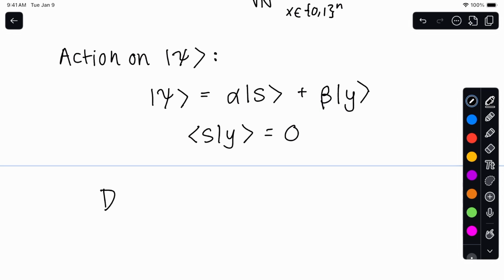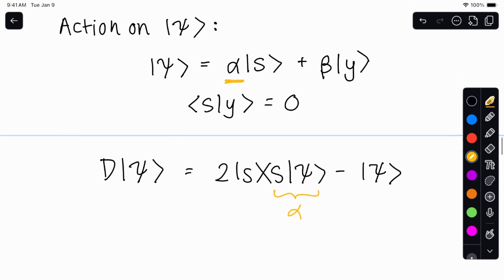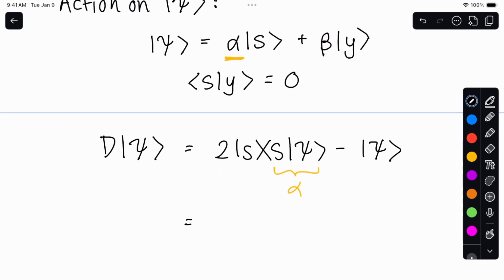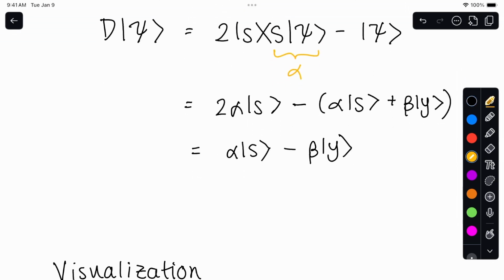So now consider the action of our diffusion operator on psi. So this is going to be 2 S acting on psi minus psi. That's from the identity. And we know that the inner product of S and psi is alpha. That's this coefficient here. So now we can write this out as 2 alpha S minus psi, which is alpha S plus beta y. And this is just alpha S minus beta y. So basically what's happening here is that the non-S component gets a phase flip.